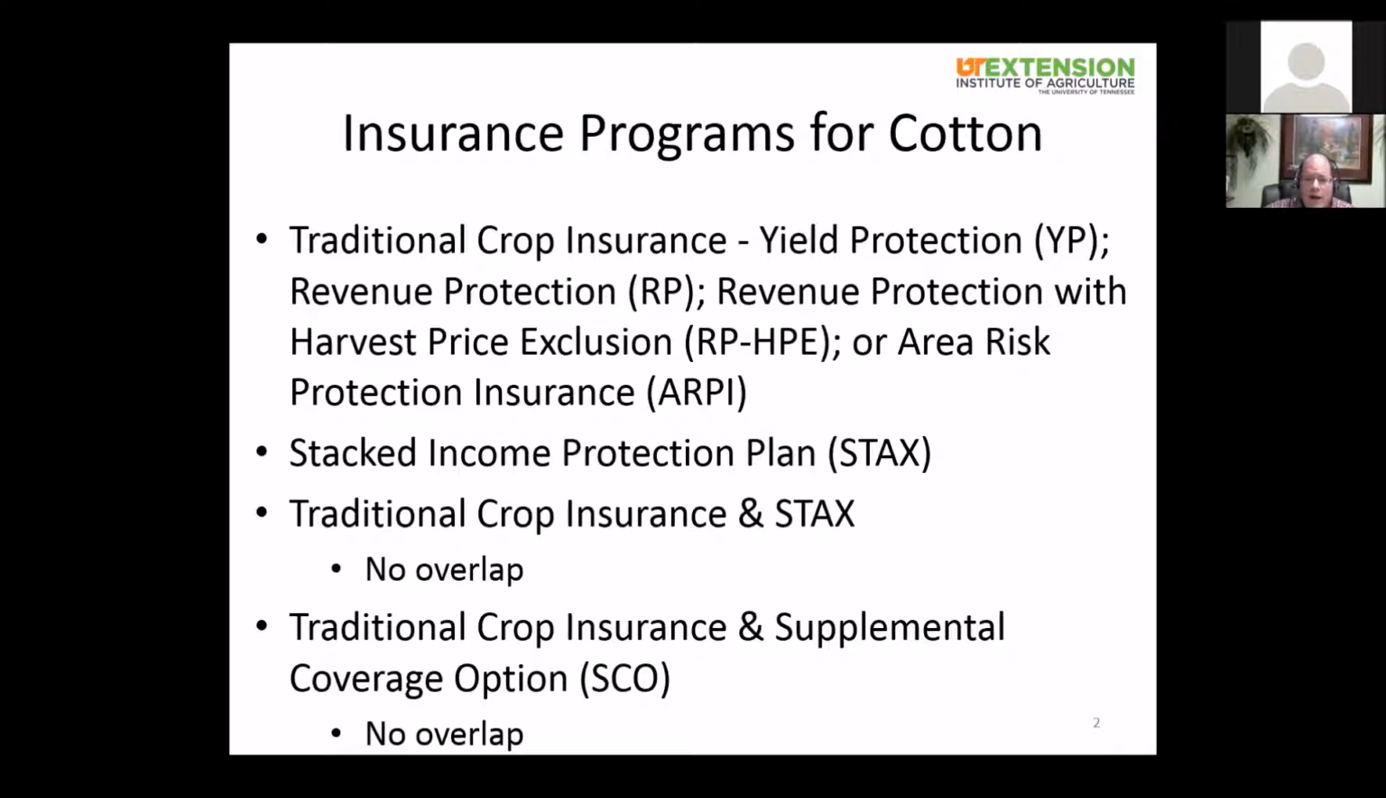Along with that, we have the STAX income protection plan that is new as part of this farm bill, and we just call that STAX. Then we can have traditional crop insurance with STAX. Now, I want you to know you cannot have any overlap, and we'll go into detail in a second. And then in cotton, we can also have traditional crop insurance and the supplemental coverage option, or SCO. Again, no overlap in that policy either. I won't talk about SCO today, but the overlap part will function just like the STAX part does.